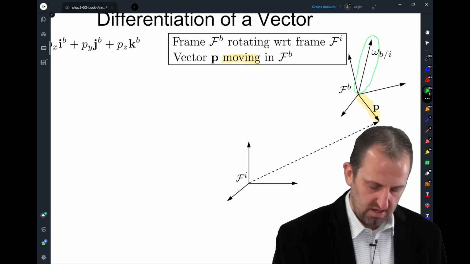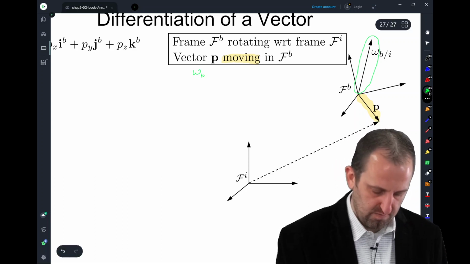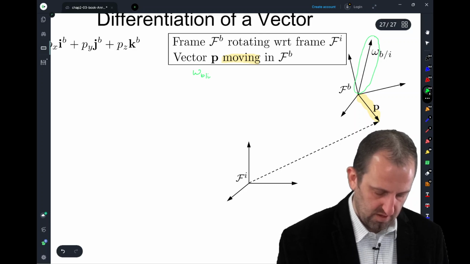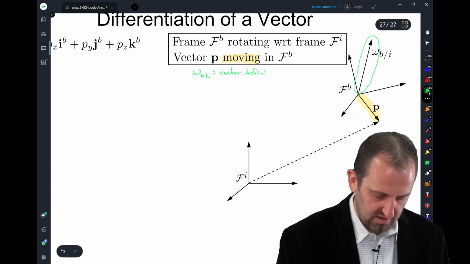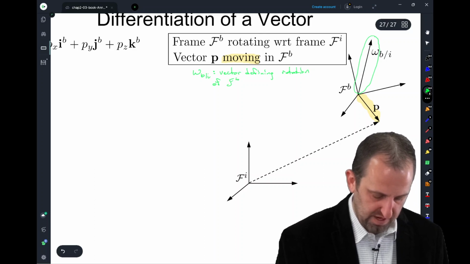So let's write that out. Omega b sub I is the vector defining the rotation of f super b with respect to f super I at a particular point in time.